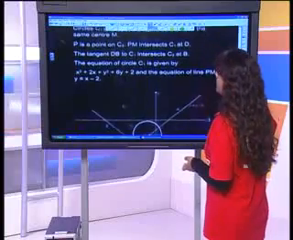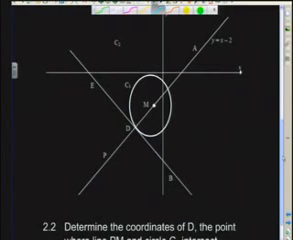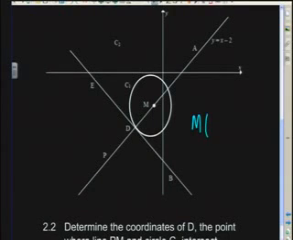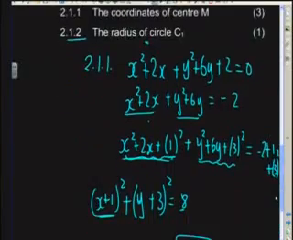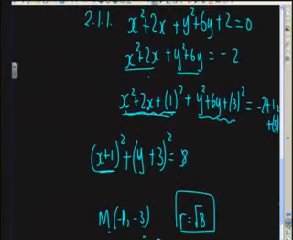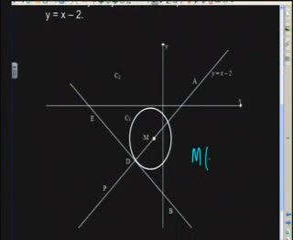Okay, so now this is part 2 of the same question, right? So far we've completed the square, we saw that the center M was (-1, -3), and we saw that the radius was the square root of 8. So that's the information we've got from the first part.